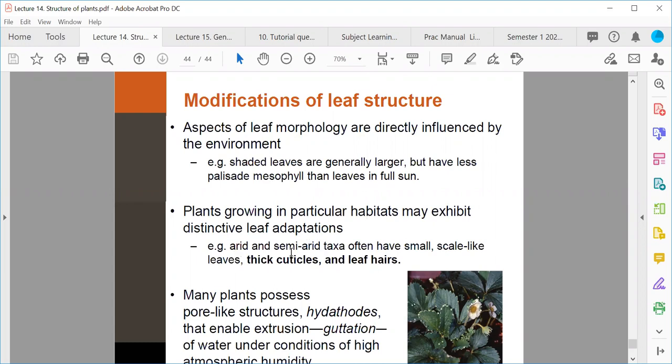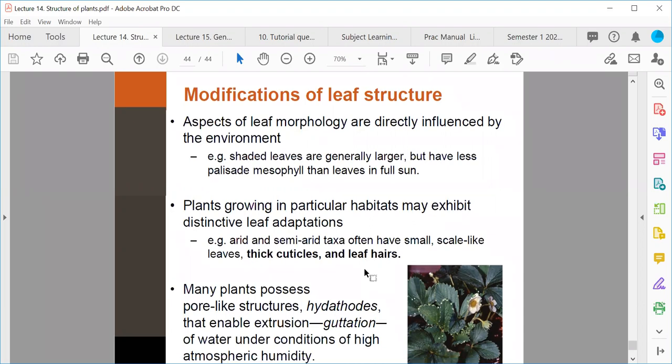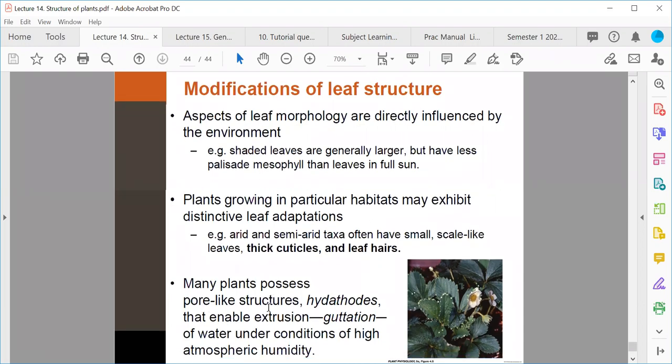So, for example, arid and semi-arid plant taxa often have very small scale-like leaves to basically minimise water loss. They have very thick cuticles and lots of leaf hairs. Some plants even possess very odd pore-like structures, not just at the tip but around the actual margin of the leaf. These are highly modified pores, like stomata, but they're open all the time. They don't open and close like stomata.